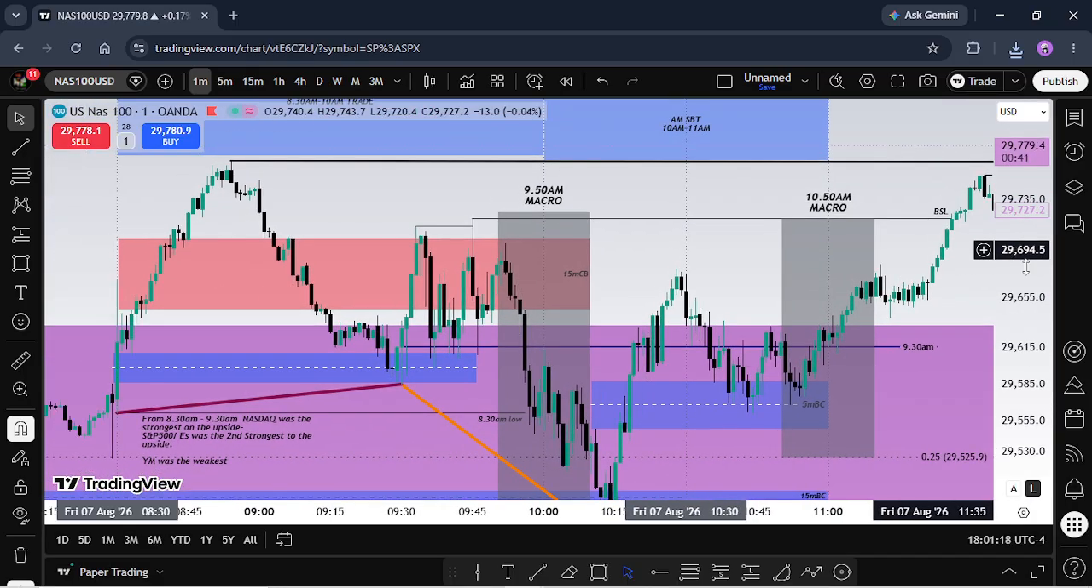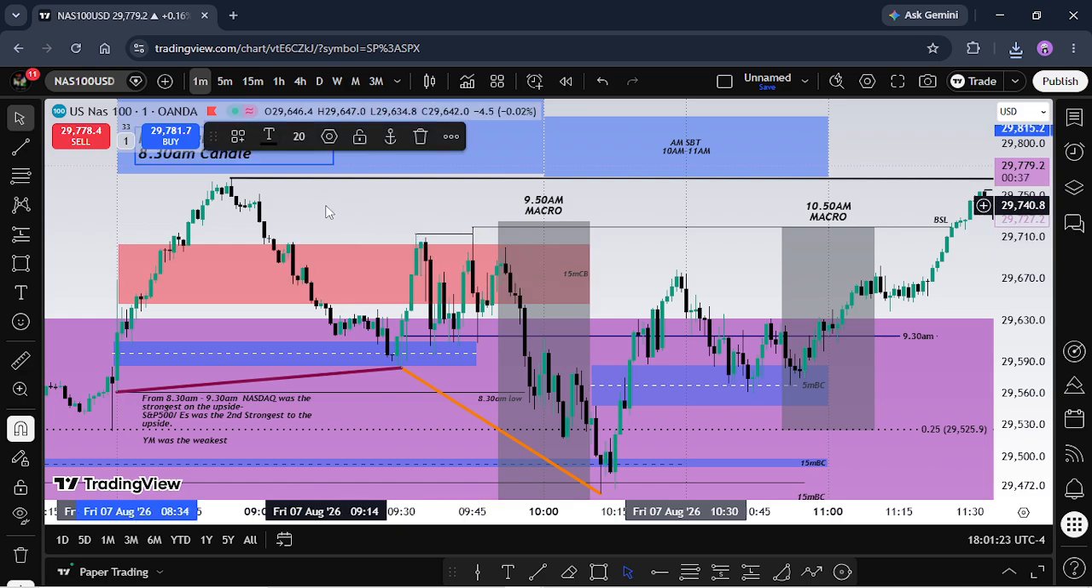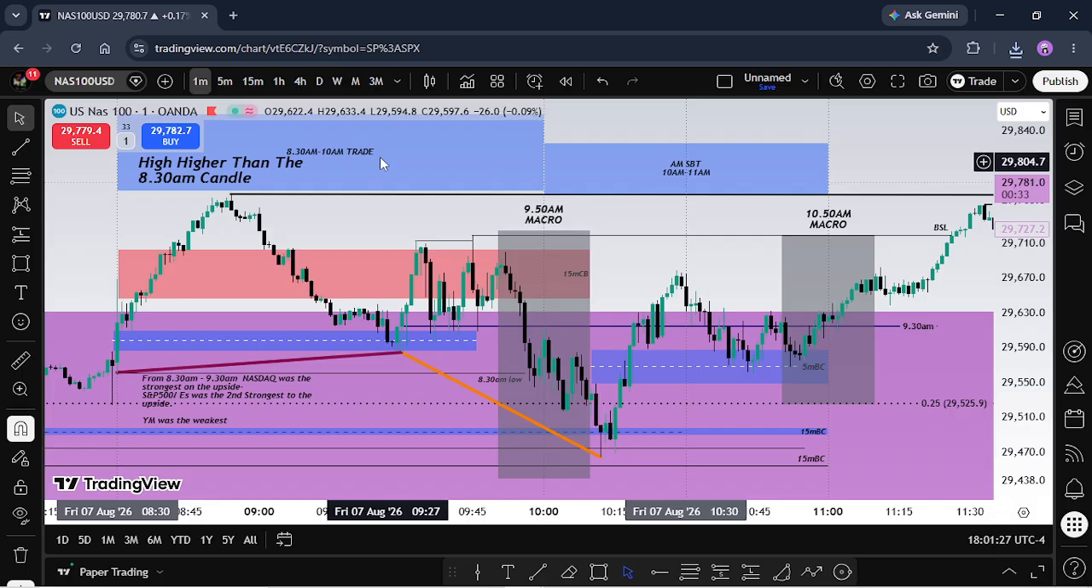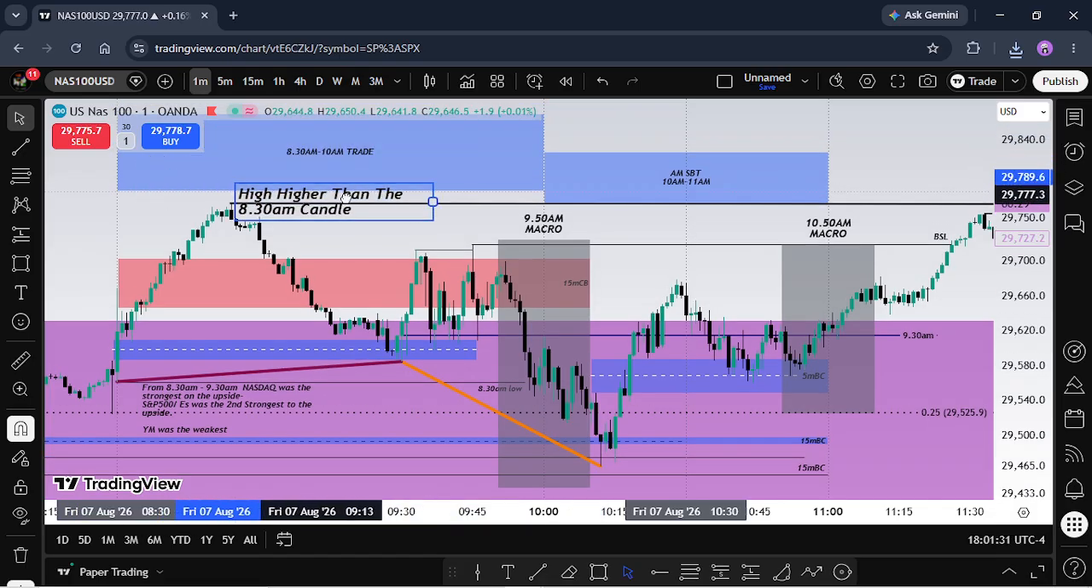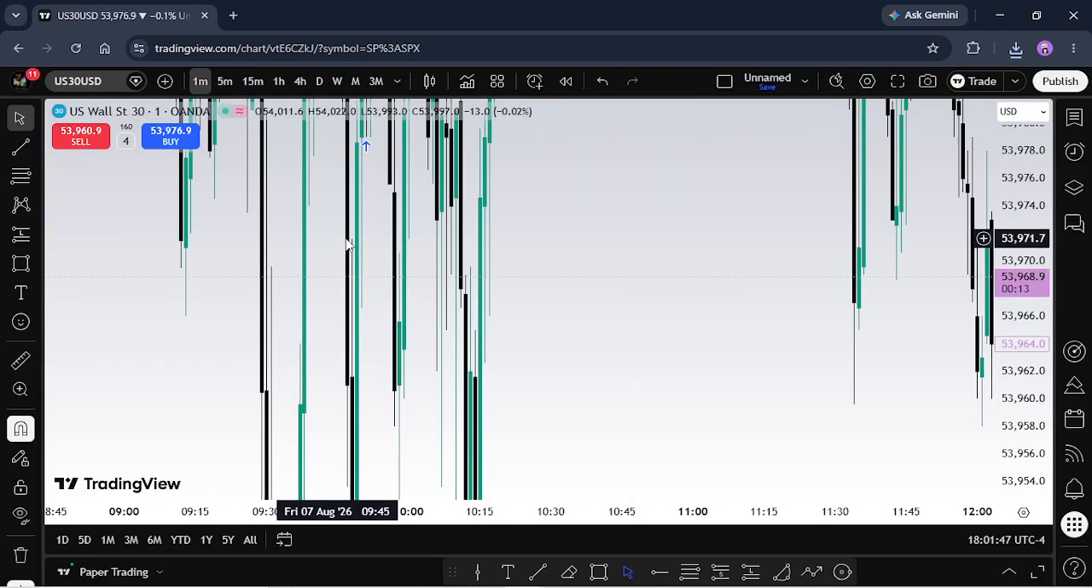Yeah, here there's definitely a high higher than the 830. So you're gonna put it there. Here there's also a high higher than the 830. I'm just gonna put it in between like this: high higher than the 830 candle. I'm gonna take that. Okay. Let's go look on YM.